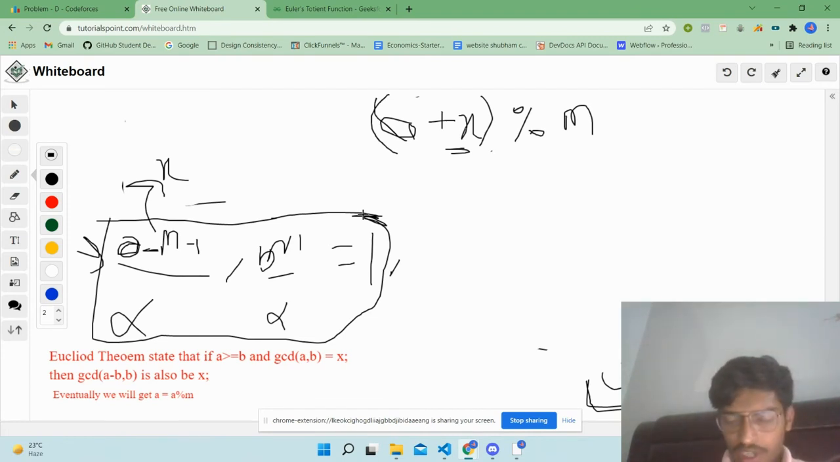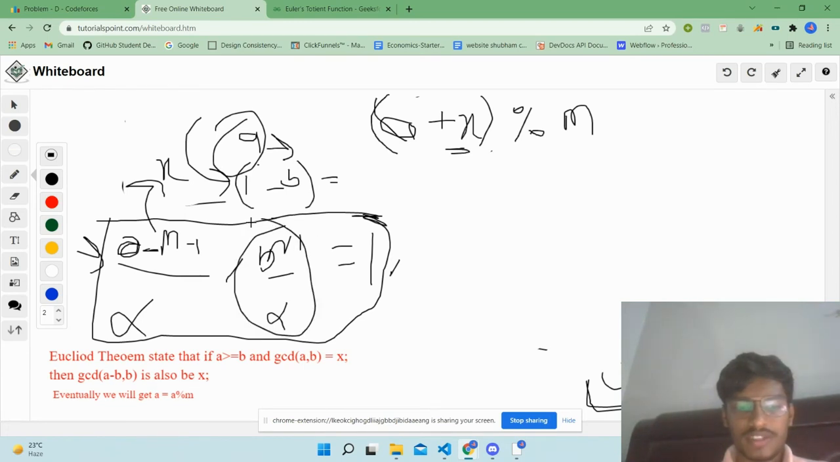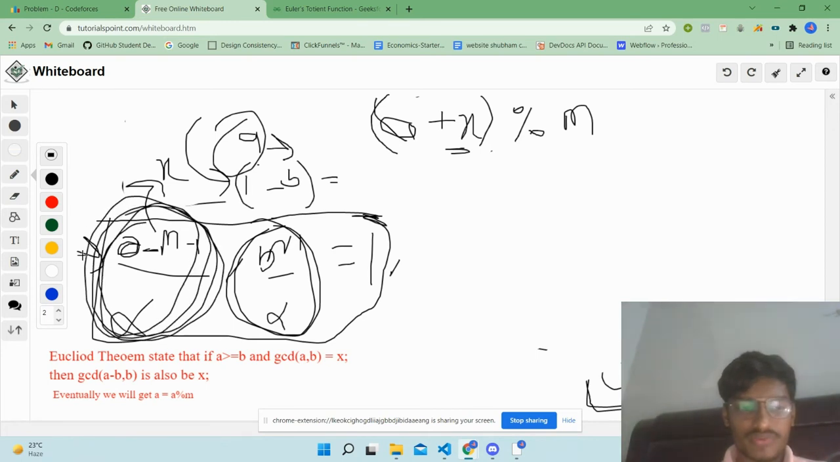Like if you have encountered a problem like GCD of a comma b equal to 1, and you need to find the number of a which satisfy the equation, and the range of a is from 1 to b, then you can simply use the Euler Totient theorem. It's a simple formula to calculate the total number of values which satisfy that particular equation. Like we know m is given, and alpha we can find as GCD of a comma m. So we know this number. What we need to find is the count of numbers which satisfy that equation. So we can straight away use that Euler Totient function.